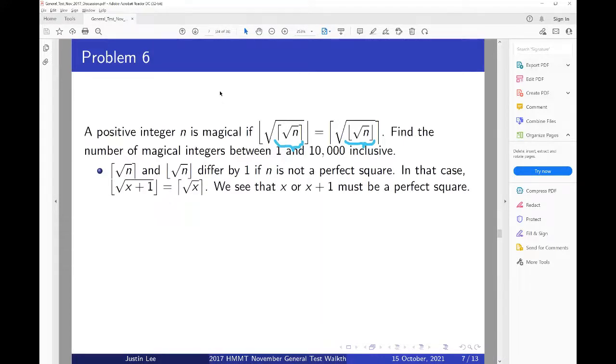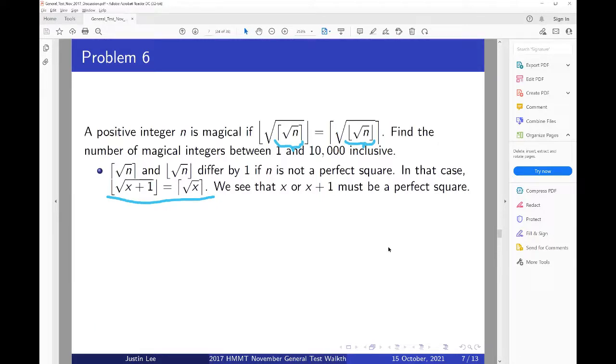If n's a perfect square, that's a separate case we'll consider soon. But if n is not a perfect square, then the floor and ceiling of square root n differ by 1. So in that case, the equation just becomes, for some value of x, the floor of square root x plus 1 must equal the ceiling of square root x. And it becomes clear that we must have that x or x plus 1 must be a perfect square.